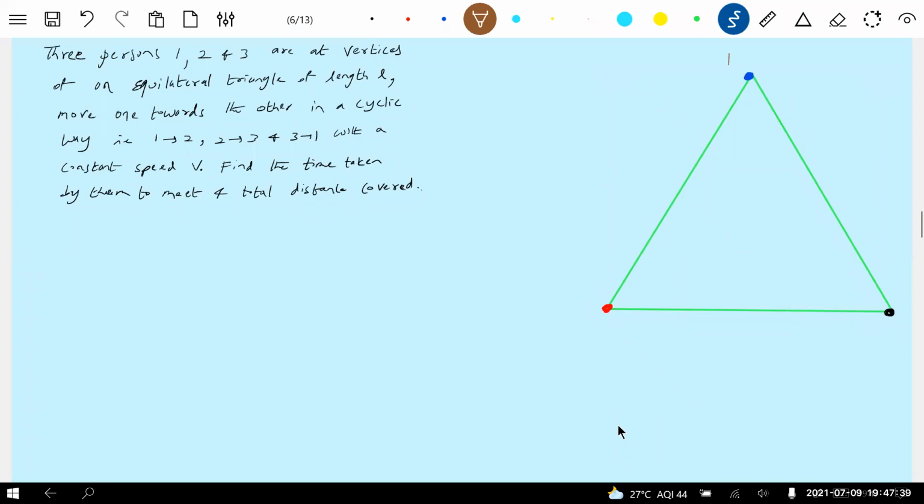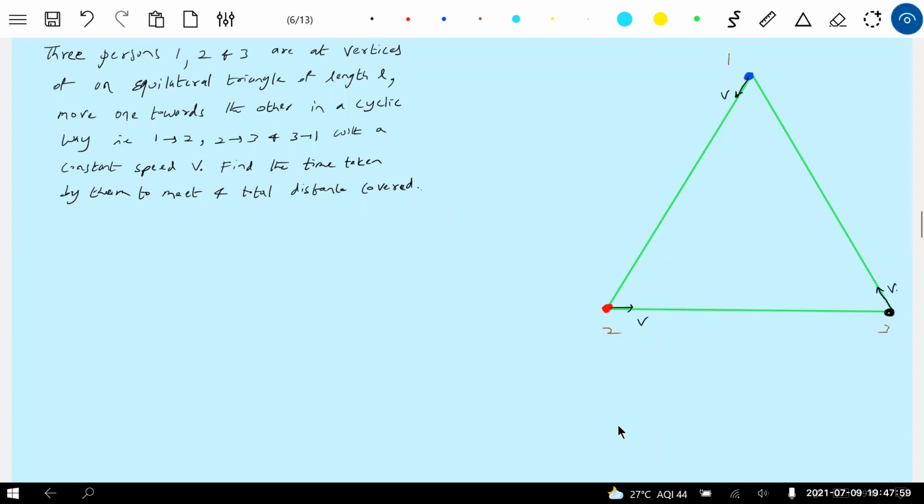The 1 will always move towards 2. At t equals 0, there is a position. After some time, initially at that instant of time, this will be the velocity. Then 2 will have velocity directed towards 3, and 3 will have velocity directed towards 1.